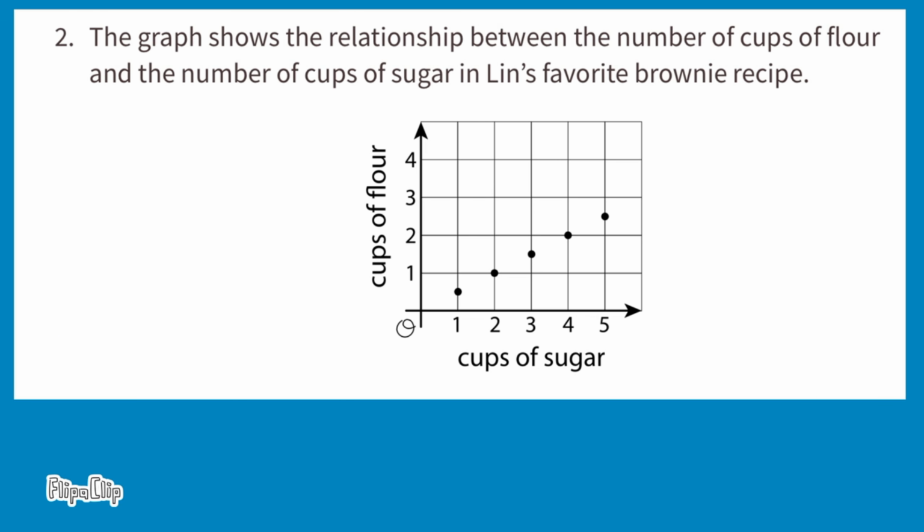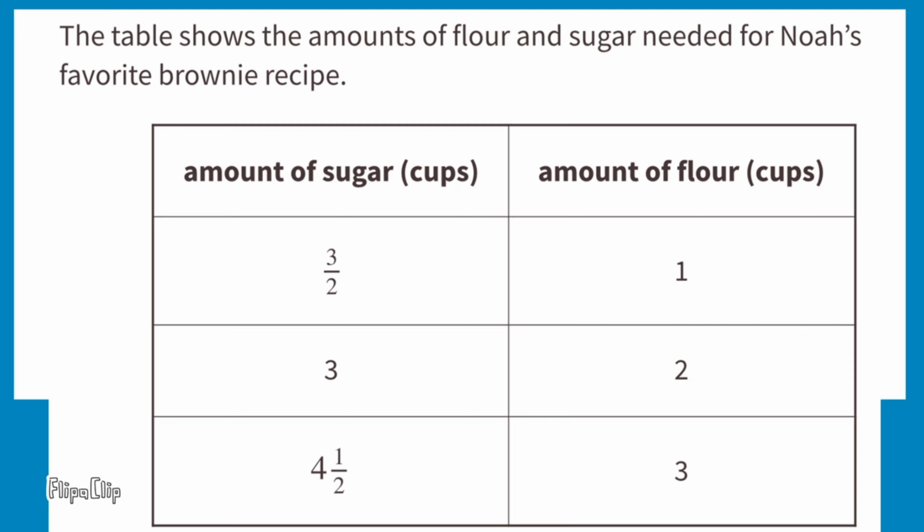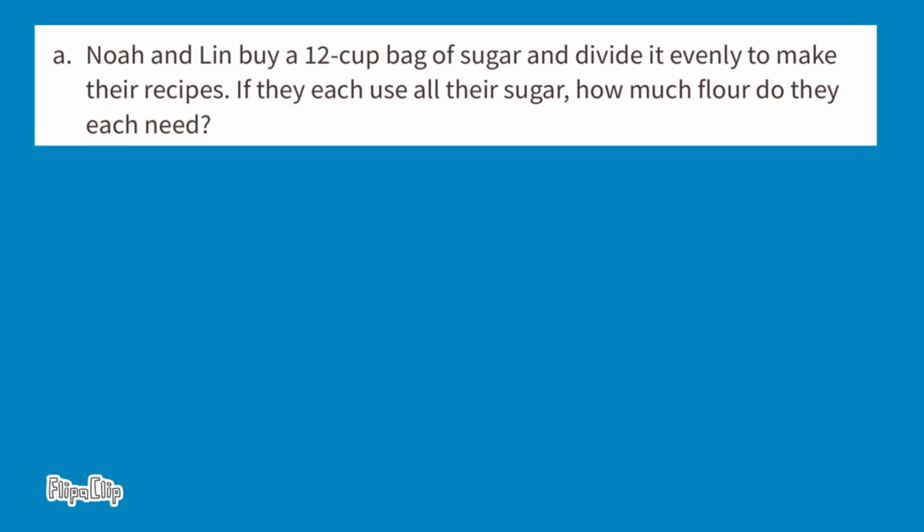Problem number 2, from 8th grade, Unit 3, Lesson 4. The graph shows the relationship between the number of cups of flour and the number of cups of sugar in Lynn's favorite brownie recipe. The table shows the amounts of flour and sugar needed for Noah's favorite brownie recipe. A. Noah and Lynn buy a 12-cup bag of sugar and divide it evenly to make their recipes. If they each use all their sugar, how much flour do they each need?